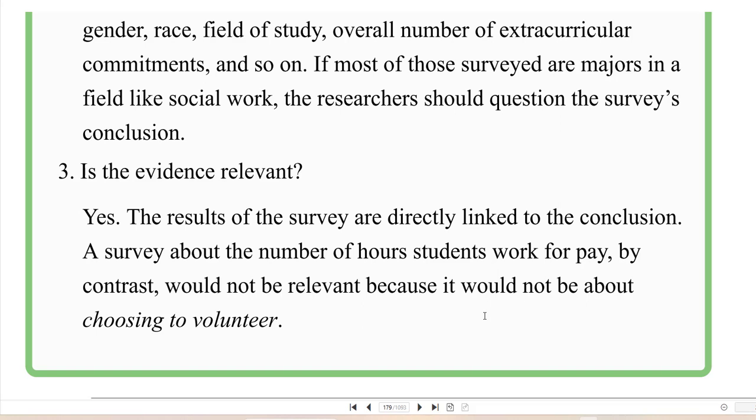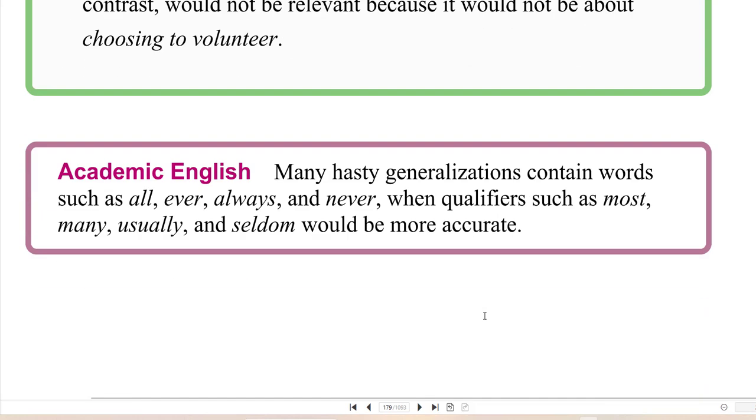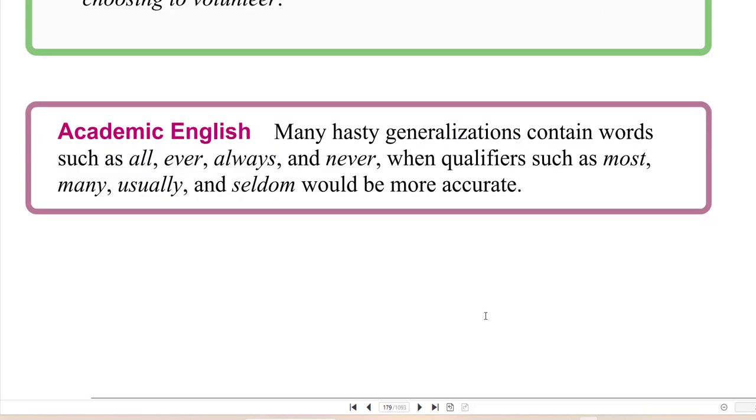Is the evidence relevant? Yes. The results are directly linked to the conclusion. A survey about the number of hours students work for pay, by contrast, would not be relevant because it would not be about choosing to volunteer. Academic English. Many hasty generalizations contain words such as all, ever, always, and never, when qualifiers such as most, many, usually, and seldom would be more accurate.